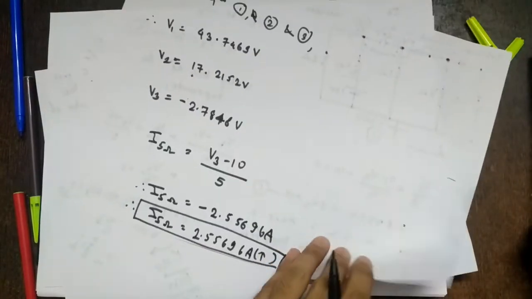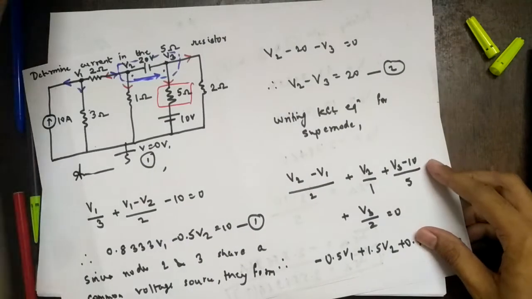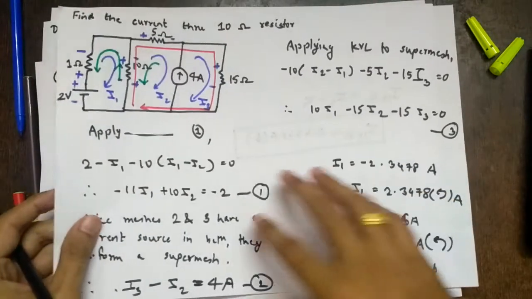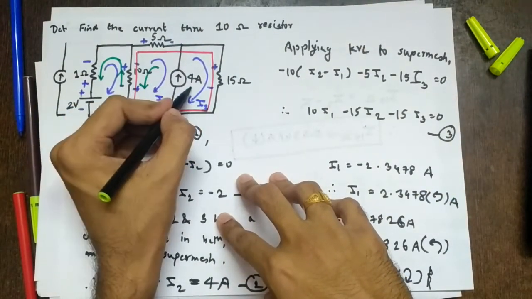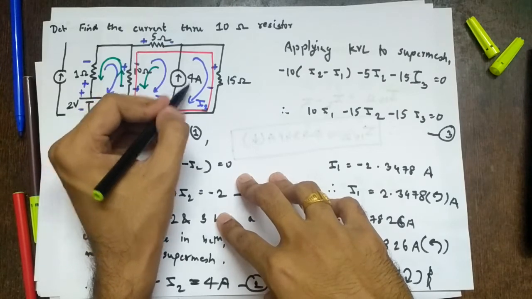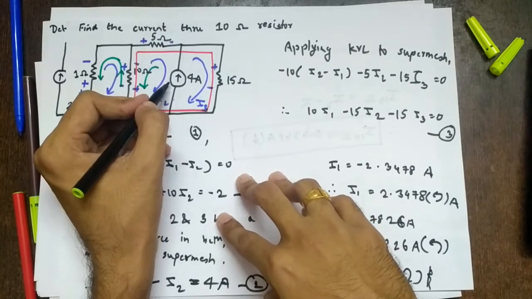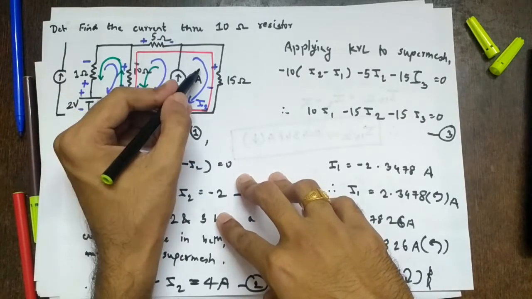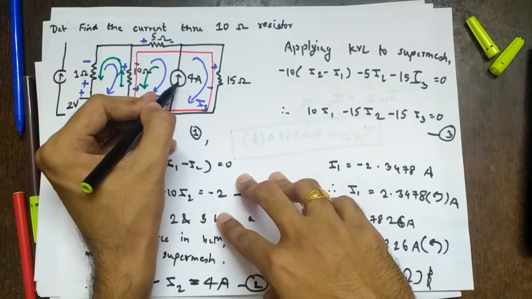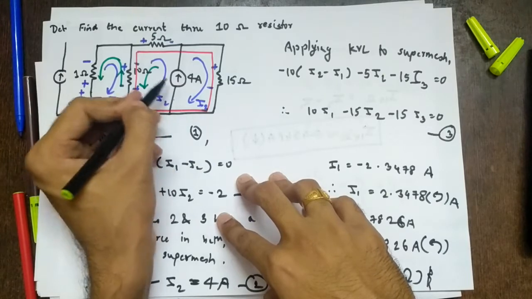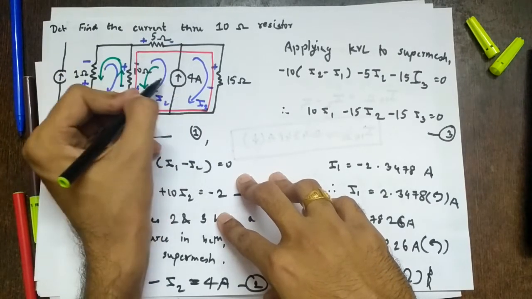So this is the way we have to solve supermesh and supernode problems. We'll just revise in 2 minutes. How did we come to know this is a supermesh? Because meshes 2 and 3 were sharing a common current source. So this formed a supermesh. How to write the supermesh equations? First equation we get directly: I3 minus I2 is 4 amperes. Because this is a current source, we can write in terms of currents only. We just have to check the direction of currents.